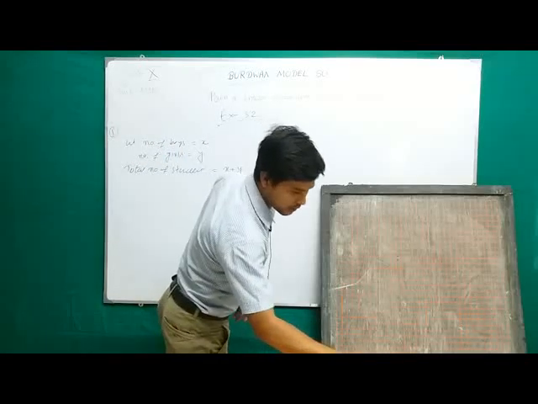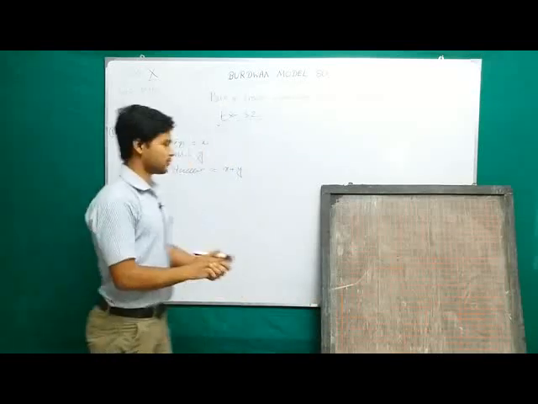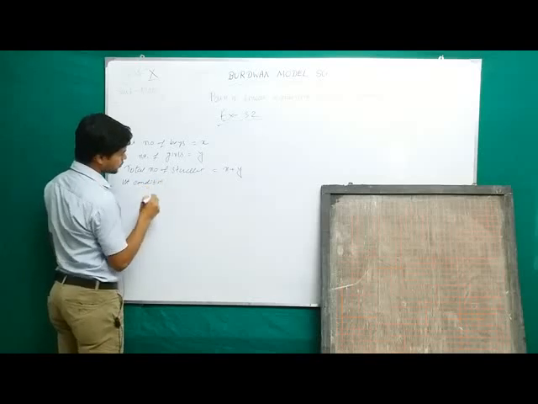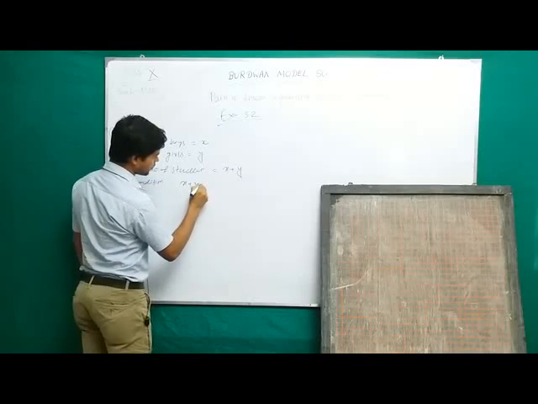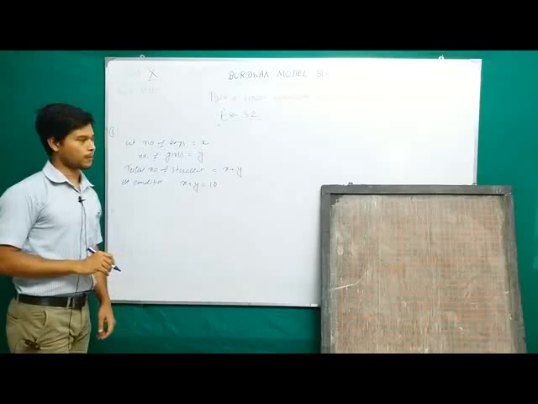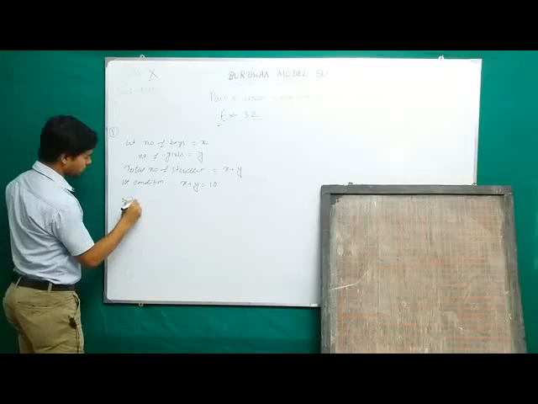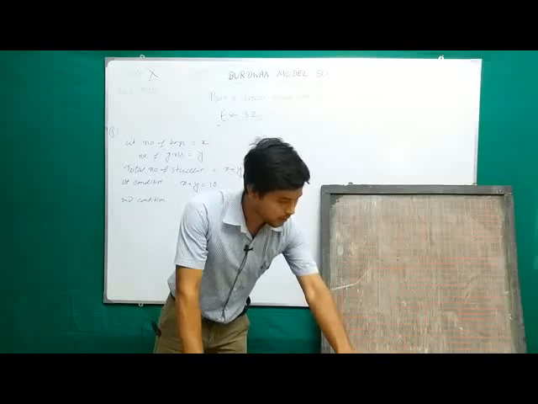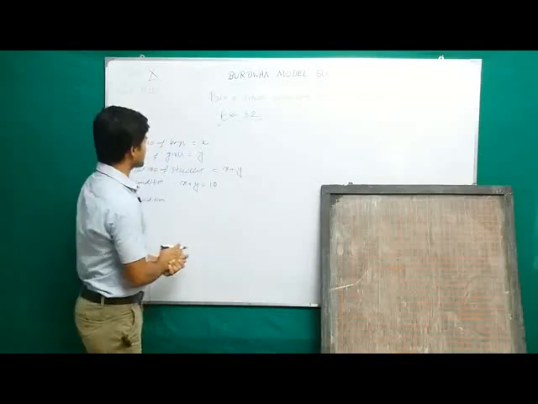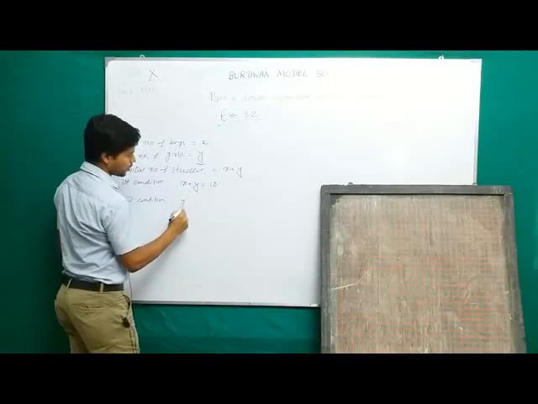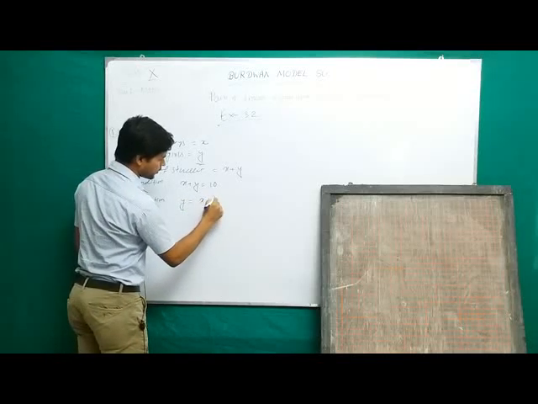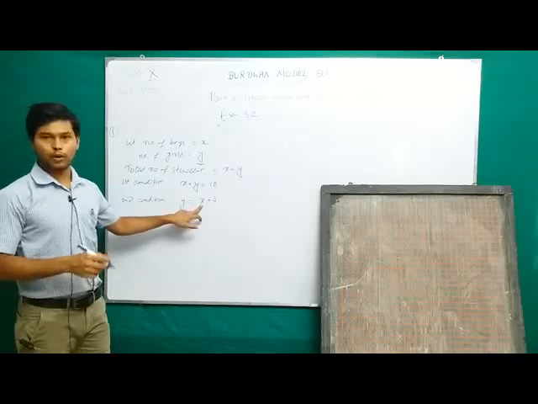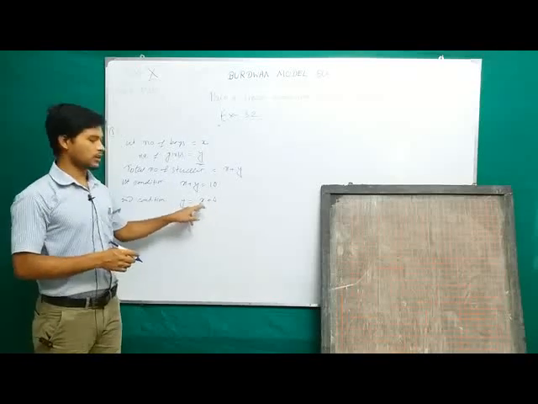But in your book it is given that the total number of students is 10. So the first condition will be x plus y will be equal to 10. This is the first condition. And the second condition will be the number of girls is 4 more than the number of boys. So the number of girls is y, which is 4 more than the number of boys. So y is the number of girls, x is the number of boys.